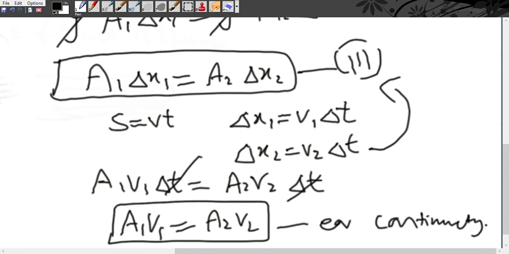Actually, it tells us that if we choose any point on the pipe whose cross-sectional area is changing, and the velocity at that point, their product will be a constant value. I hope I have cleared the topic.